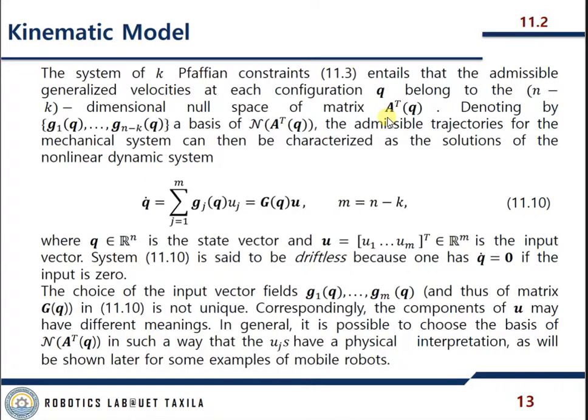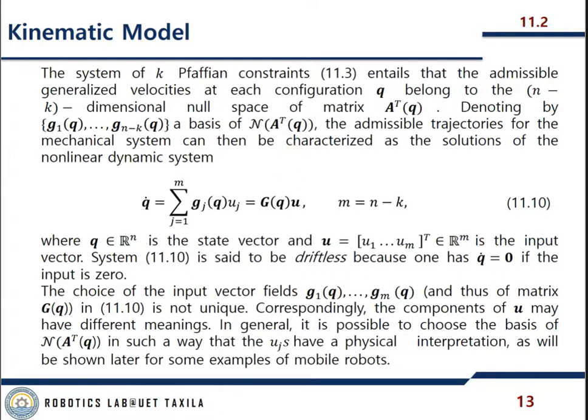And there we are. The system of k Pfaffian constraints, which are shown in 11.3, entails that the admissible generalized velocities at each configuration Q belong to the n minus k dimensional null space of the matrix. Denoting by g1 of Q to g n minus k of Q a basis of the null space, the admissible trajectories of the mechanical system can be characterized as the solution of a nonlinear dynamic system. So what does it mean?